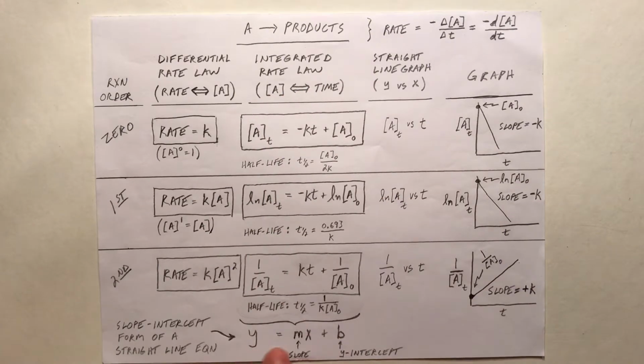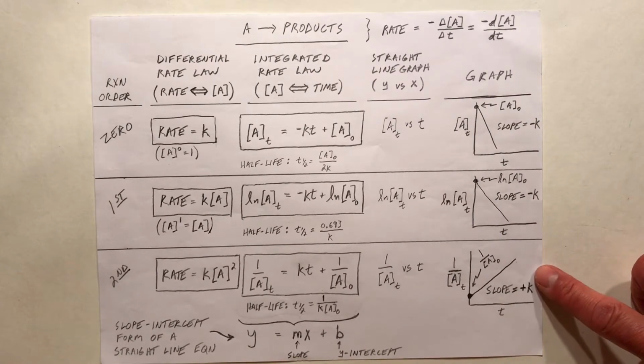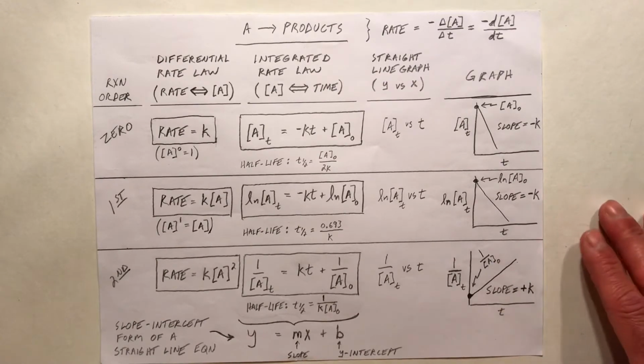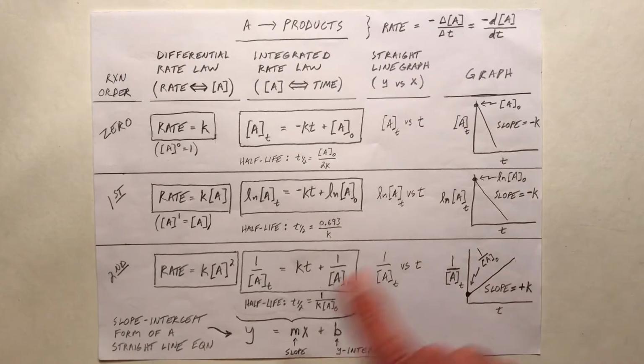rate law in the slope-intercept line equation form, what straight line graphs would look like and what we can determine from those graphs. This is really a useful document that you would want to have on hand. These are the equations you would want to have on hand when you do kinetics calculations.